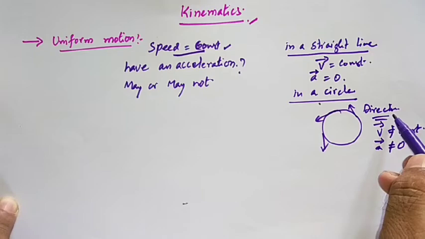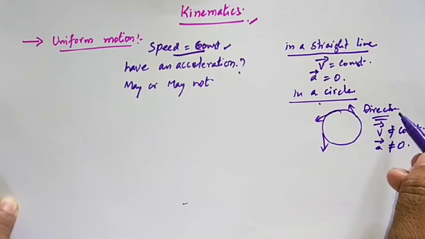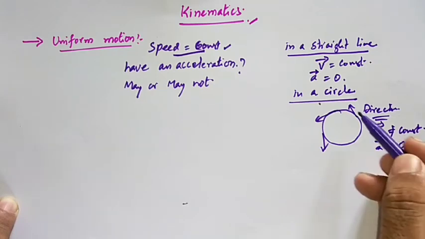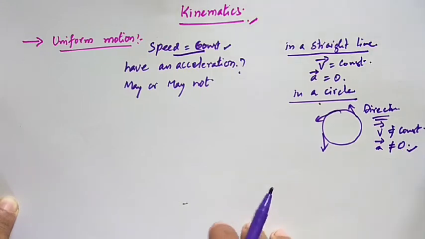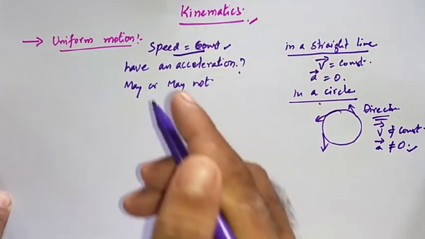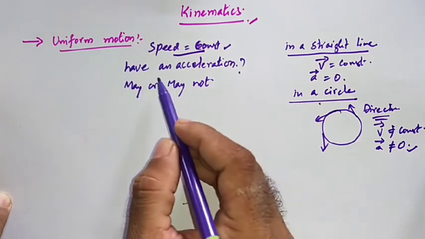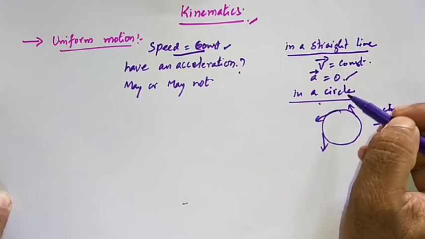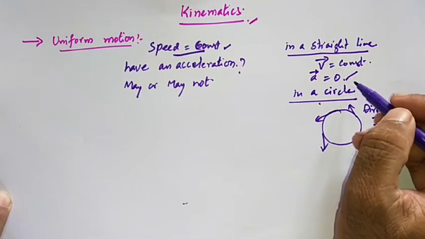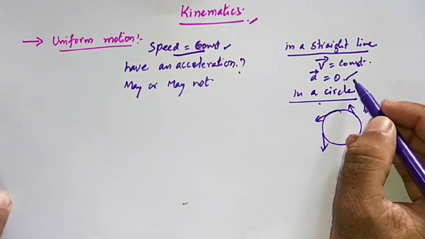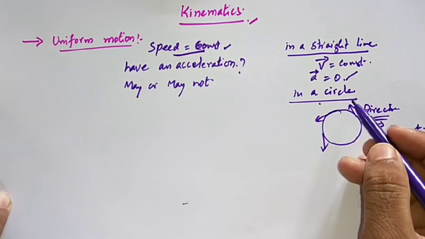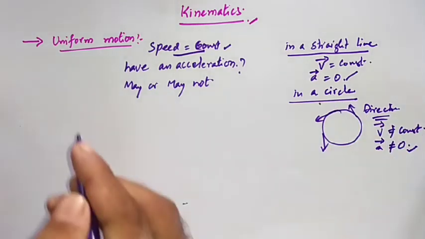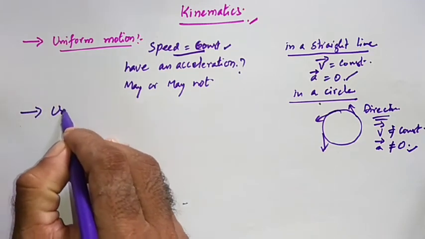Here the direction of the velocity is changing, but the magnitude of velocity, meaning speed, is constant. So velocity is not constant. There is a change in the velocity, so acceleration is not equal to 0. So if a body is in uniform motion, its acceleration may or may not be 0. If a body moves in a straight line with uniform motion, acceleration is 0. If a body moves in a circular path with uniform motion, its acceleration is not equal to 0. Clear? Now let us see what is meant by uniform acceleration.